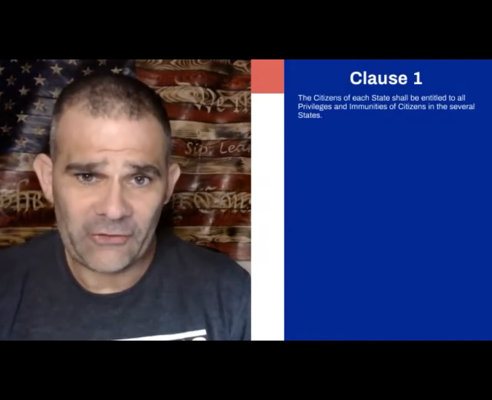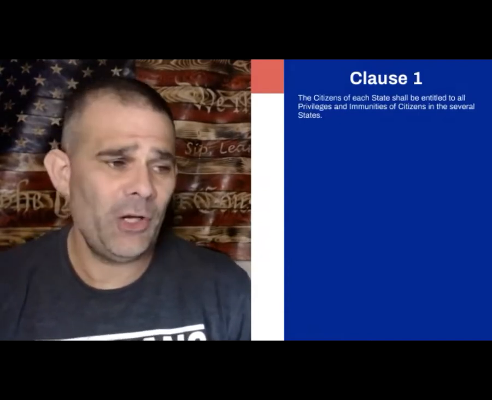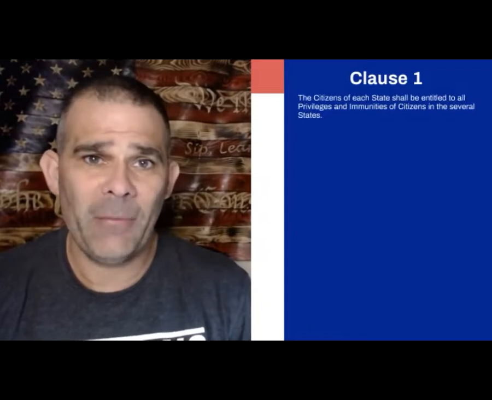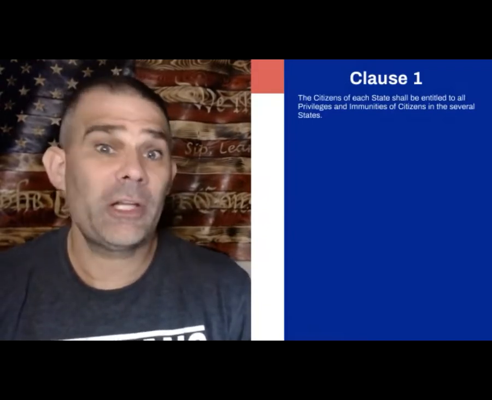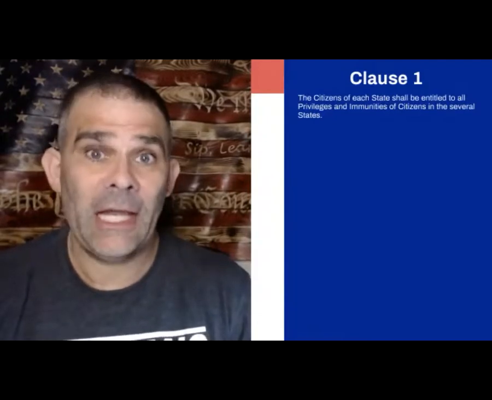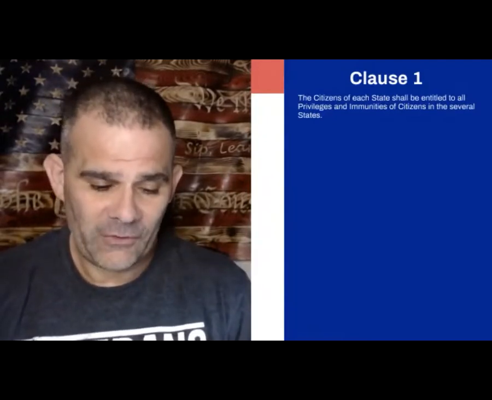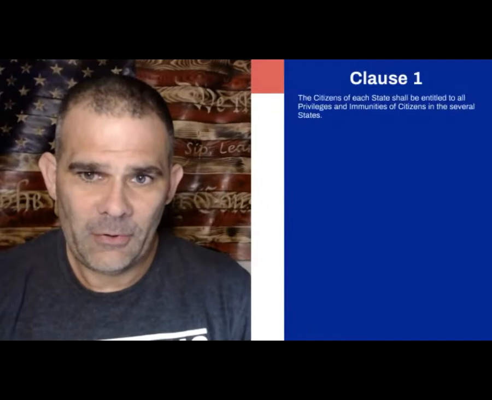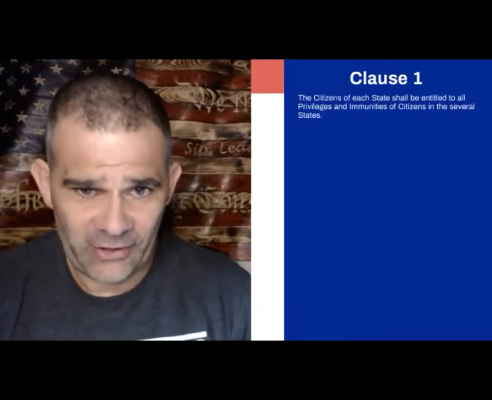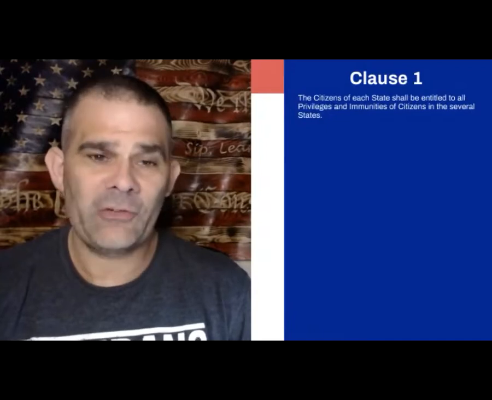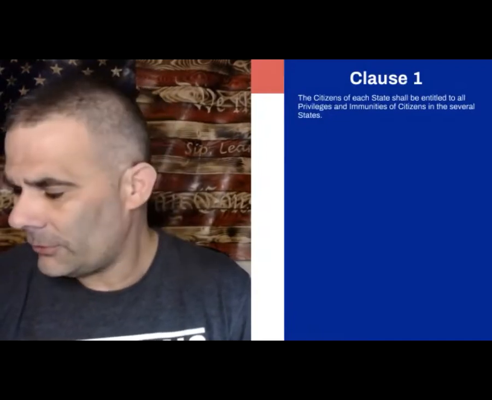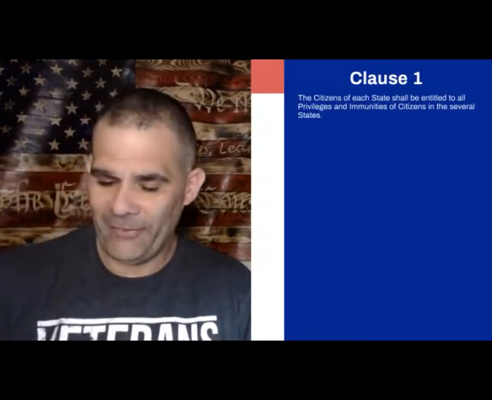What this is doing is saying that if you're in Ohio and you decide you want to move to Pennsylvania and buy property, you're allowed to do that. If you are in Ohio and you decide you want to go to Pennsylvania and get married, you're allowed to do that. You're entitled to all privileges and immunities of citizens in every state, right? With very few exceptions. And there's one big exception. There may be more, but there's one that I'm thinking of.